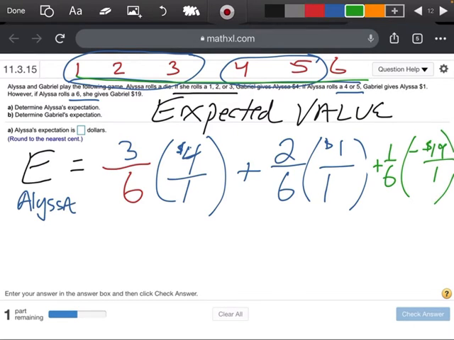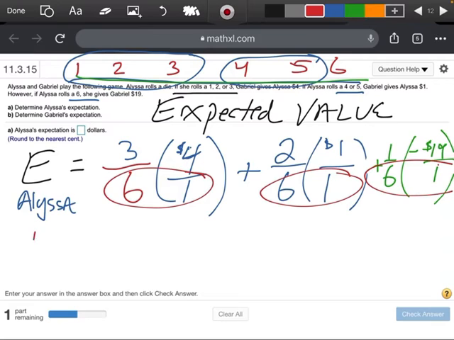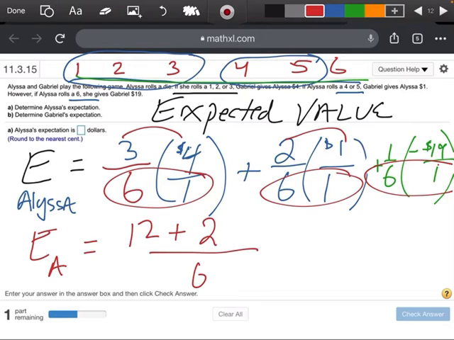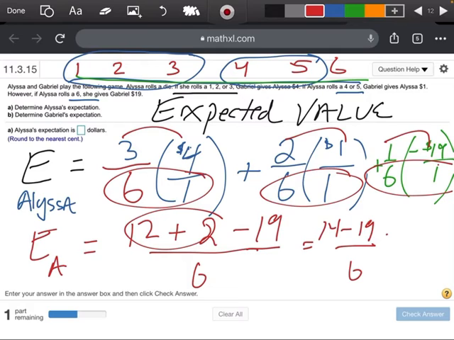Okay, so guys, the one thing I want you to notice about this problem here, look at my denominators. When we multiply straight across, this is still for Alyssa, my denominator is going to be 6, okay? So I'm just going to multiply my numerators. 3 times 4 is 12. 2 times 1 is 2. 1 times negative 19 is a negative 19, okay? All right, so this is going to give me 14 minus 19. That's a negative 5 over 6.